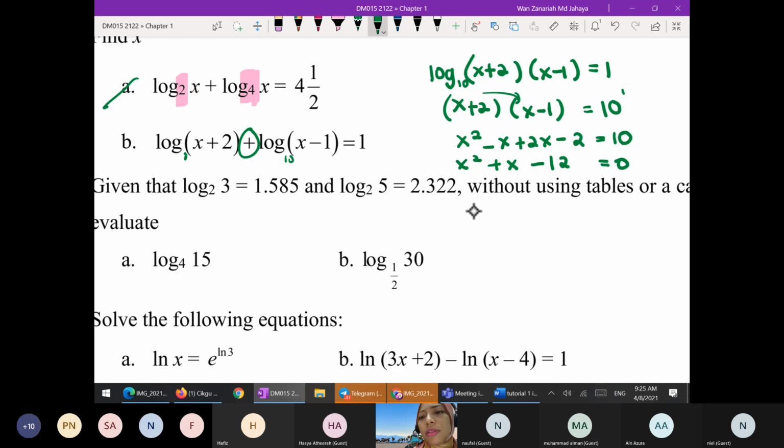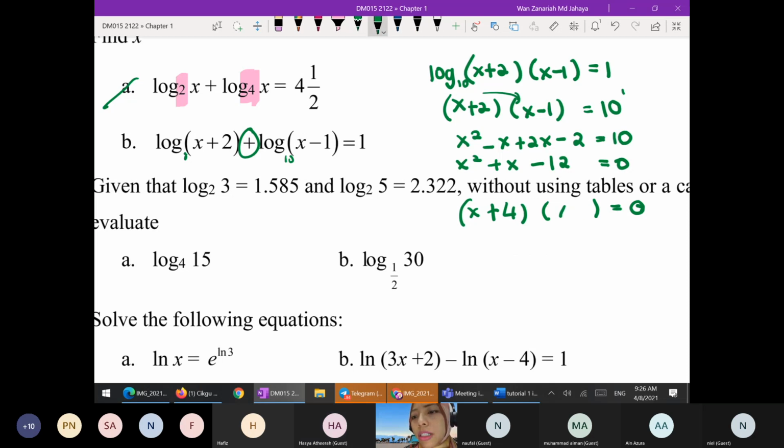You factor out, dapat apa? x plus 4, x minus 3 ke apa? Cuba check. x minus 4, x plus 3. Ya ke? Kalau macam tu expand nanti dapat negatif, biar betul. Terbalik. Tersilap. Tadi cikgu buat dah betul dah sayang. You all guna calculator ke, teacher?